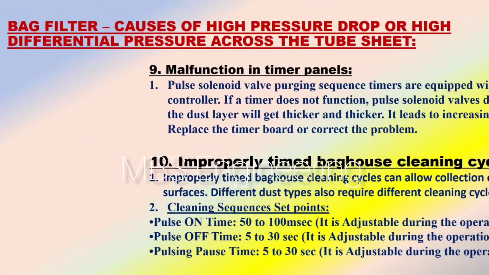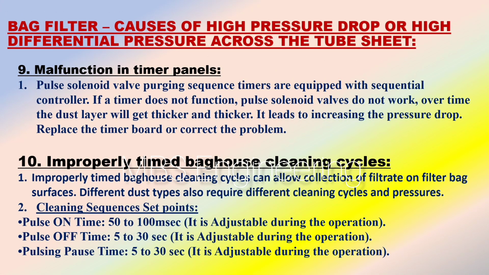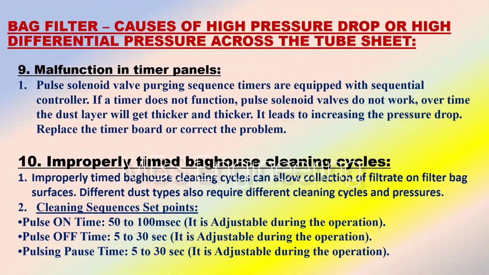Next, one of the main causes of high differential pressure is the improperly timed baghouse cleaning cycles in the Bagfilter system. Point number 1. Improperly timed baghouse cleaning cycles can allow the collection of filtrate on filter bag surfaces. Different dust types also require different cleaning cycles and pressures. Point number 2. Cleaning sequence set points. Pulse on time, 50 to 100 milliseconds. It is adjustable during the operation. Pulse off time, 5 to 30 seconds. It is adjustable during the operation. Pulse pause time, 5 to 30 seconds. It is adjustable during the operation.